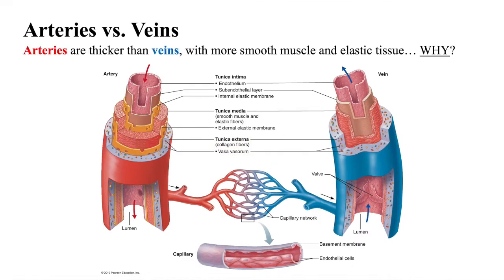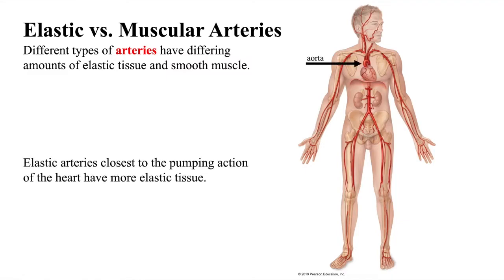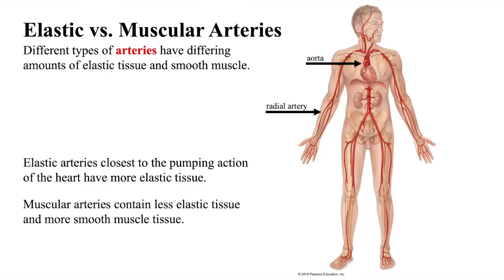In general, the walls of arteries are thicker than those of veins. The tunica media tends to contain substantially more smooth muscle and elastic tissue. Different types of arteries have differing amounts of elastic tissue and smooth muscle, based on location and function. For example, elastic arteries like the aorta are closest to the pumping action of the heart, and contain more elastic tissue than other arteries.